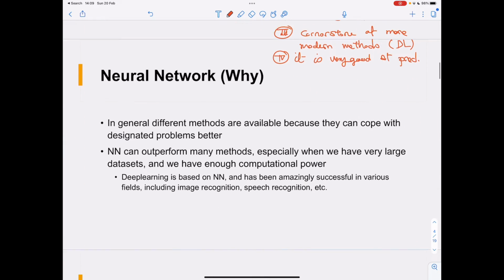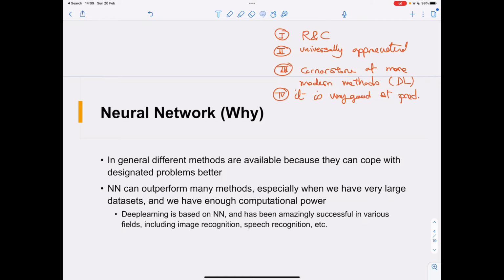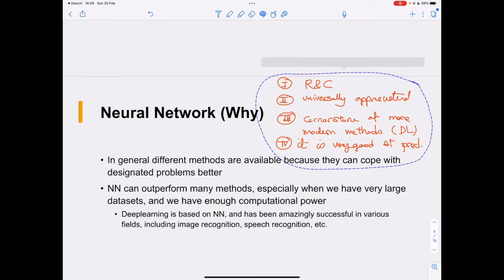Maybe I have to keep this set of reasons here in this slide when we talk about the rationale behind neural networks. Why do we need to study neural networks? But in general, different methods are available because they can cope with designated problems better. Different problems demand different methods. There is no one universally outperforming method that can beat every other method in every single problem.